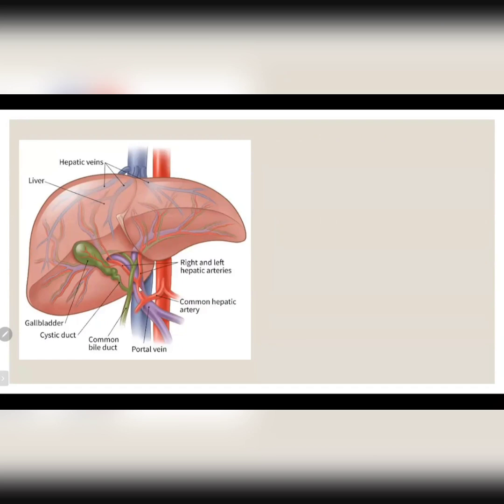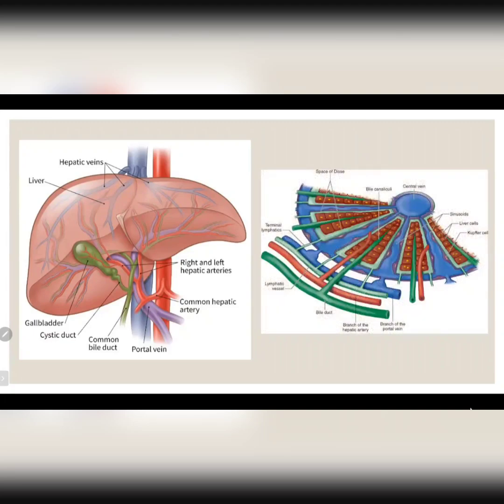Let's look at the hepatic artery. You can see it divides into two branches. This is the right hepatic artery. The right hepatic artery will be supplying the right lobe of the liver, and the left hepatic artery will supply the left lobe. At the microscopic level, the liver is made up of cords of cells.